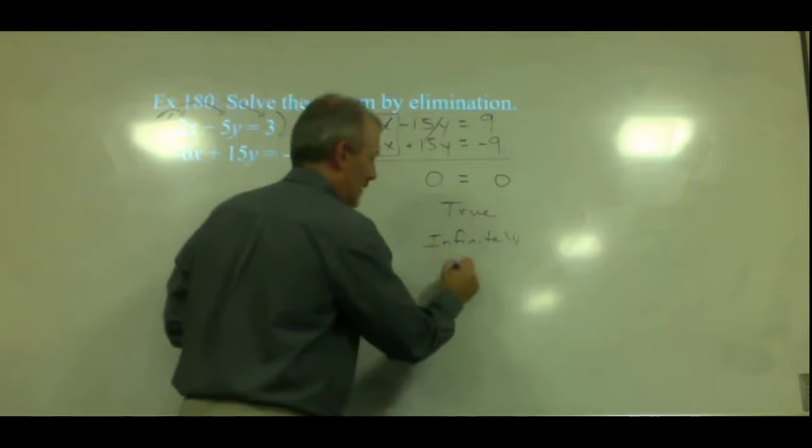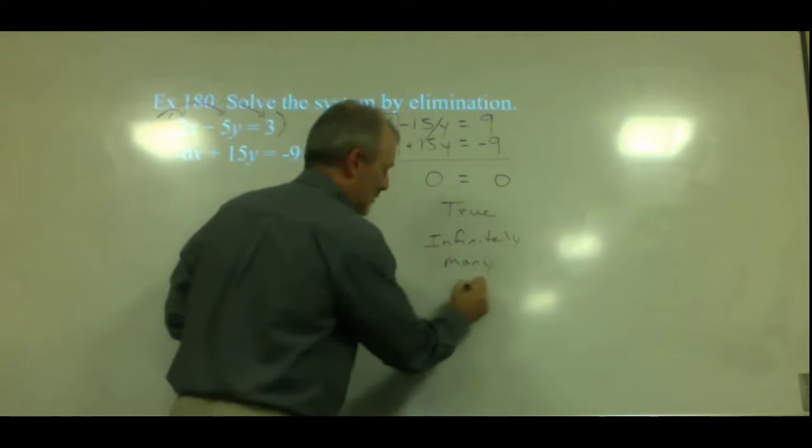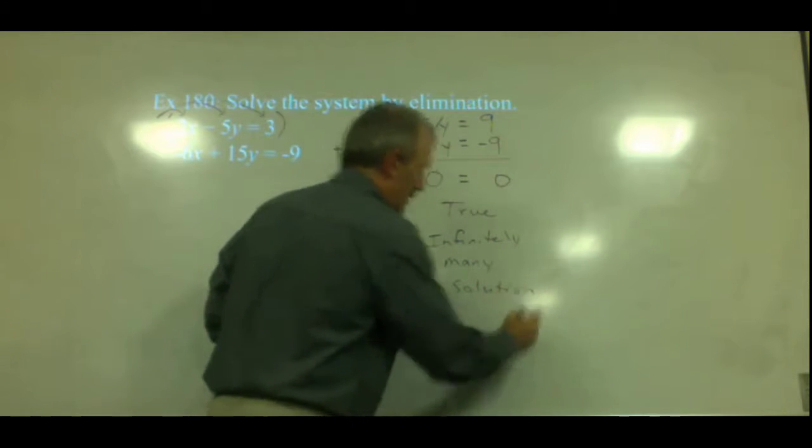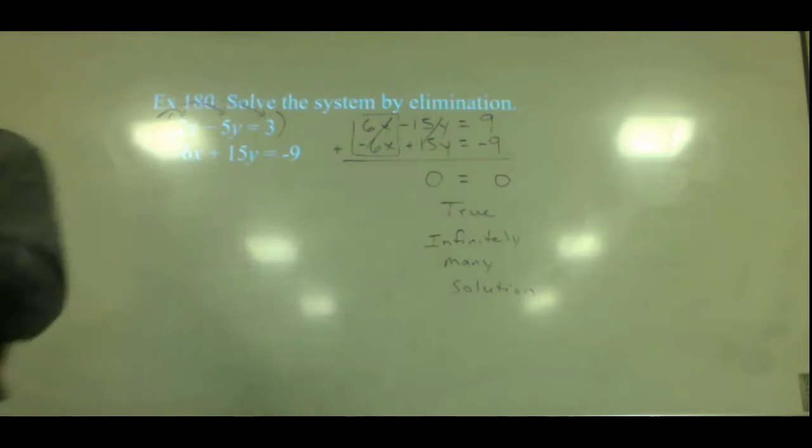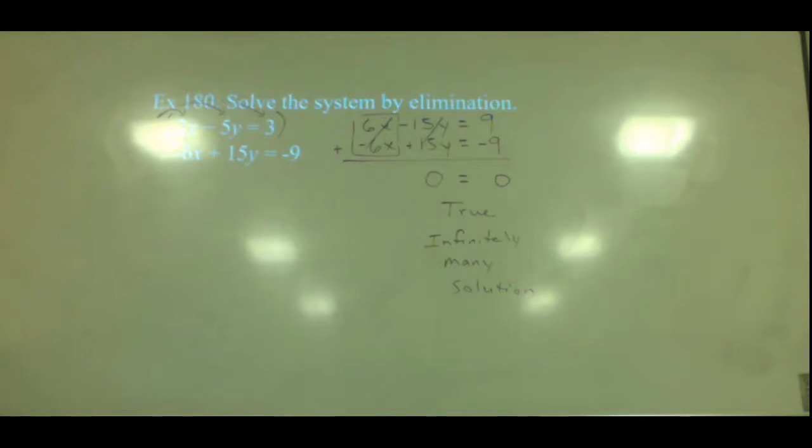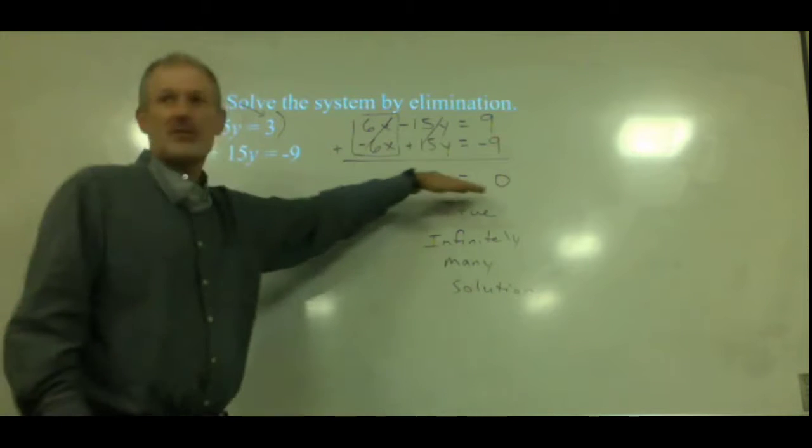Oops, infinitely many solutions. If your variables ever go away completely, as long as you have a variable left, you still solve. But if your variables go away completely, like it did in substitution or like it did just right here, that means it's one of those special cases. It's either infinitely many solutions or no solutions. And it all depends on if your statement is true or if your statement is false.